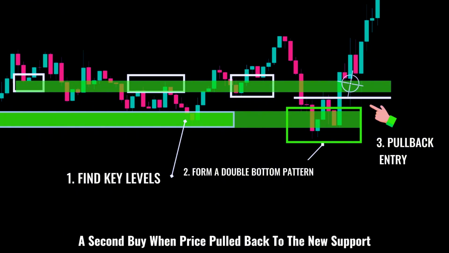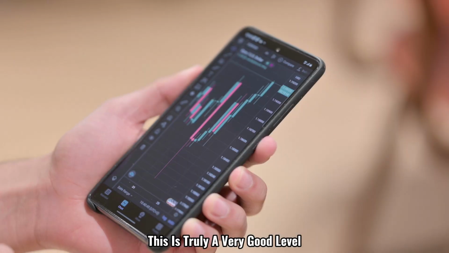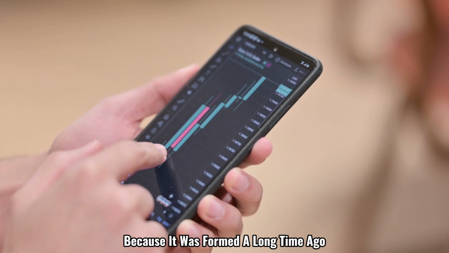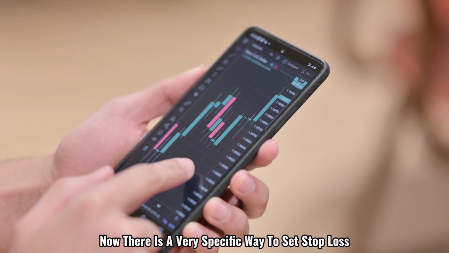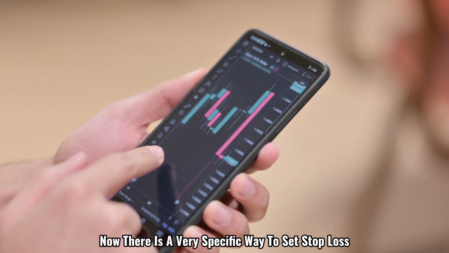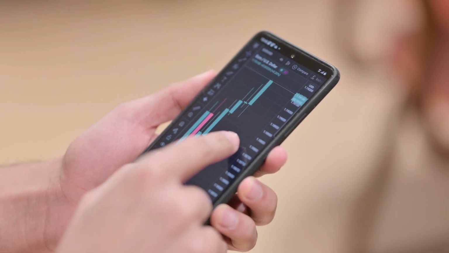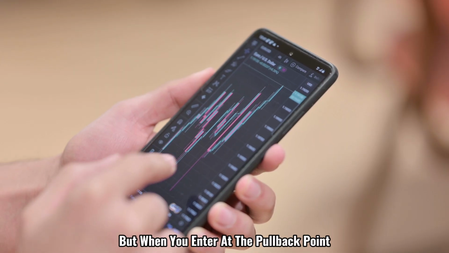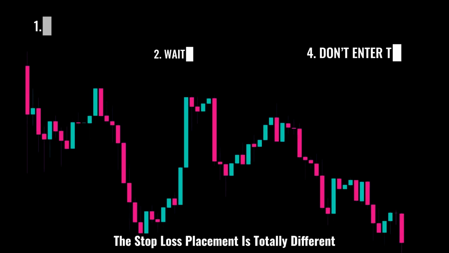When price pulled back to the new support, this is truly a very good level, because it was formed a long time ago. Now there is a very specific way to set stop loss when entering at breakout. But when you enter at the pullback point, the stop loss placement is totally different.